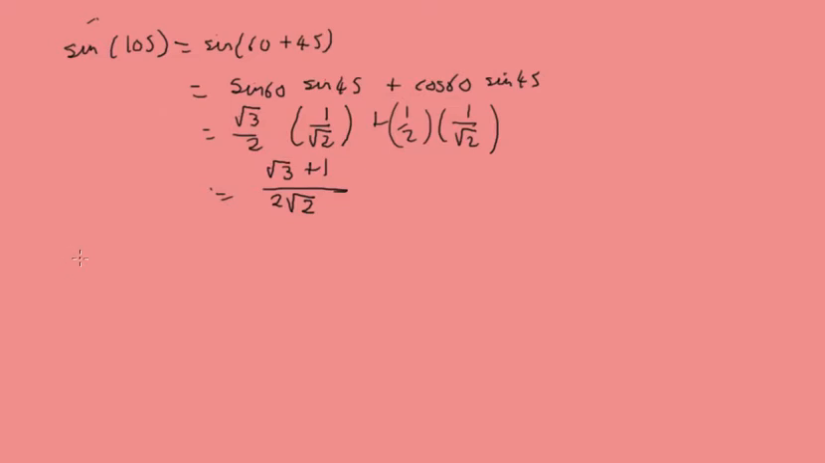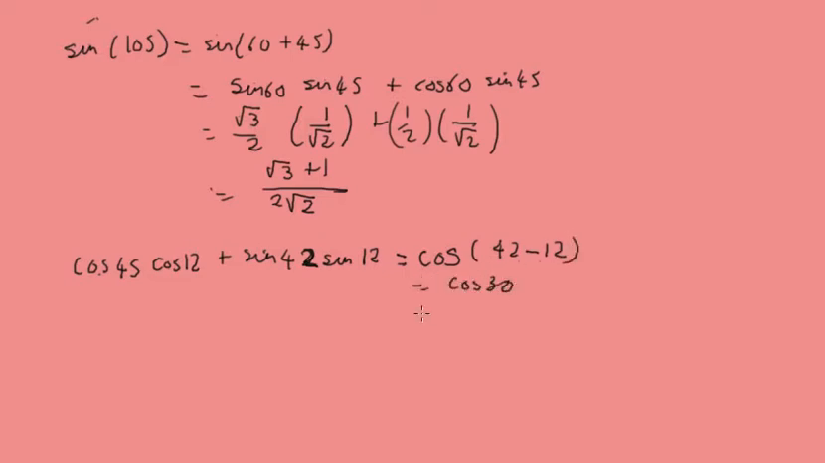Now we want to find an exact value of cosine 45 cosine 12 plus sine 42 sine 12. That's going to be a tricky one. So we recognise this as cosines here, sines here, so we can use the cosine formula, and that's going to be cosine of 42 minus 12, which gives us the cosine of 30, and we know the cosine of 30 is root 3 over 2.